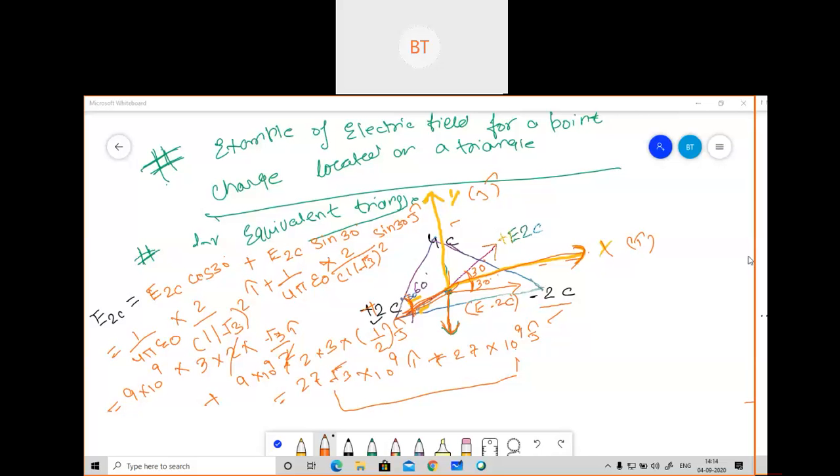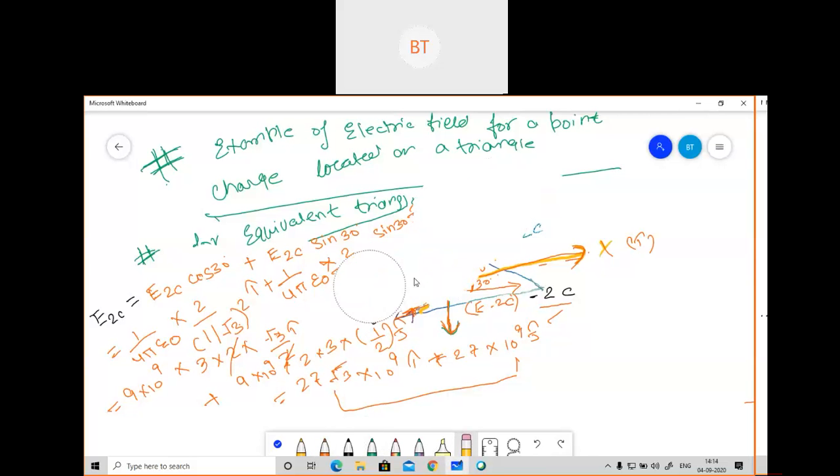But sir, after completing this question, can you make the diagram again? Okay, I'll make the diagram again for you. That's not an issue.